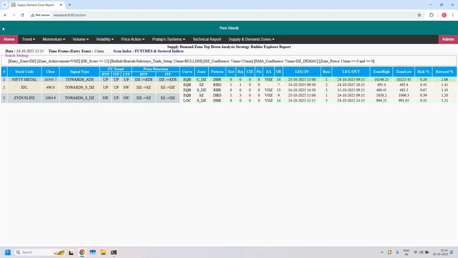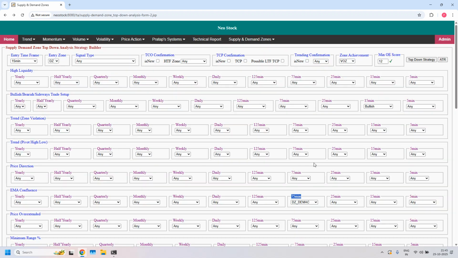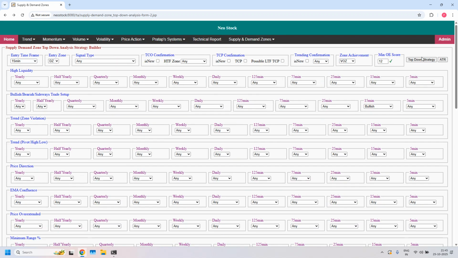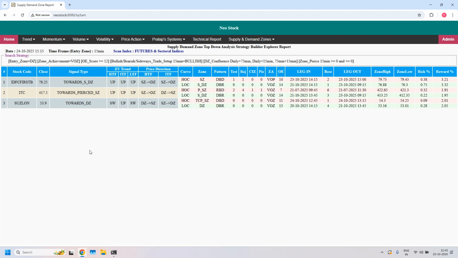strategy, second strategy: LTF, ITF, HTF demand zone, HTF EMA, removing ITF EMA. In the demand zone confluence, 3 filters we have to set: 15 minutes and 75 minutes, 15 minutes and daily, 75 minutes and daily demand zone confluence. With all the 3 filters, we got 3 stocks.